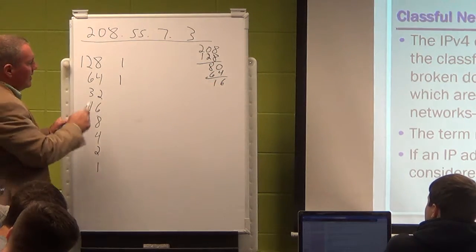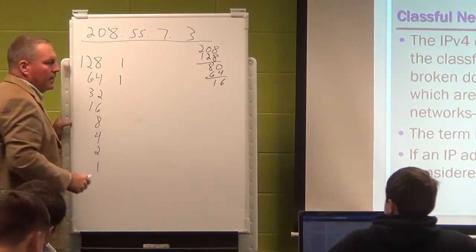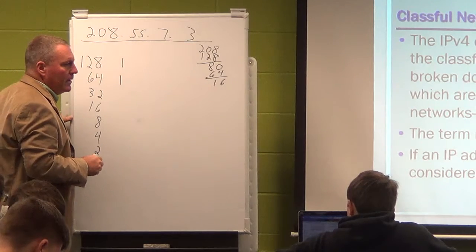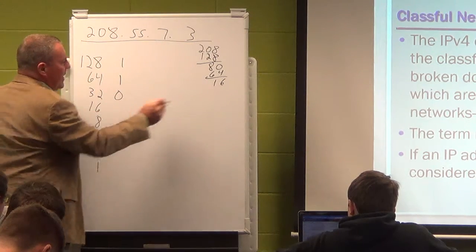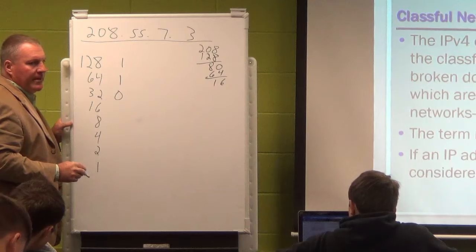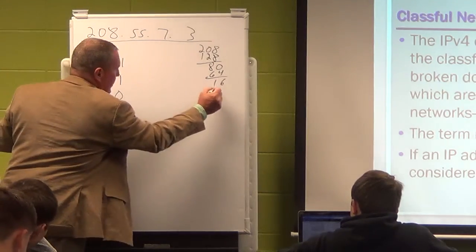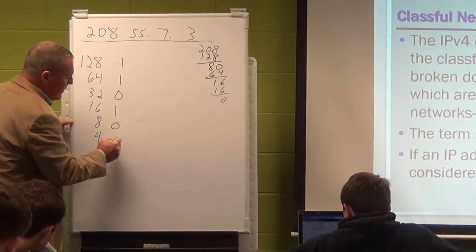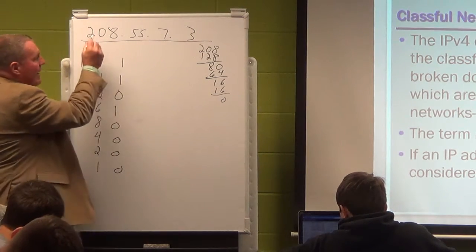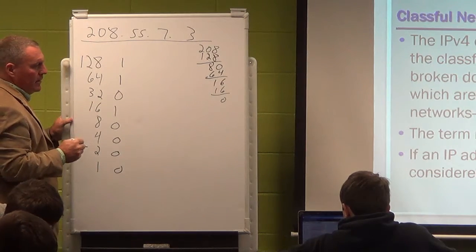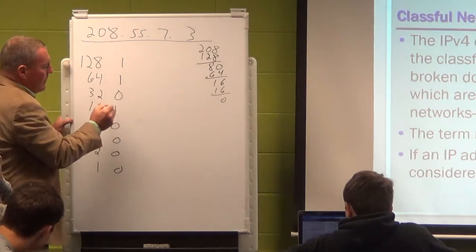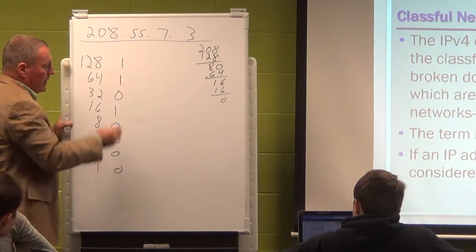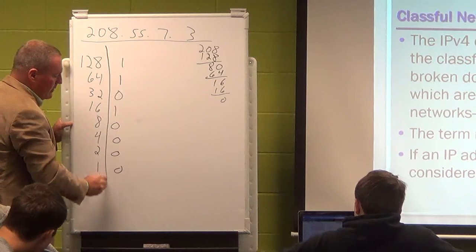Now here's one for you. Does 32 go into 16? So what do I put there? 0. Does 16 go into 16? How many times? 1. So I subtract 16. Now there's nothing but zeros, so that tells me I've got nothing but zeros here. So the binary conversion of 208 is 1101 0000. 8 bits represented by these placeholders.